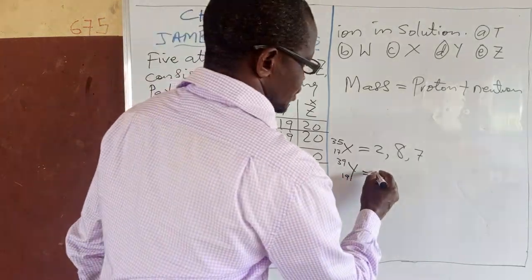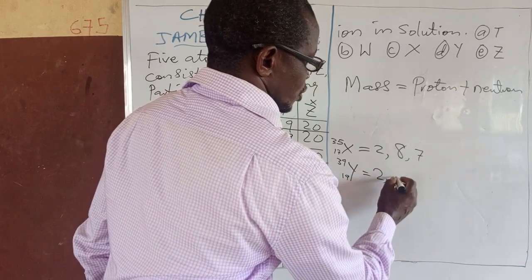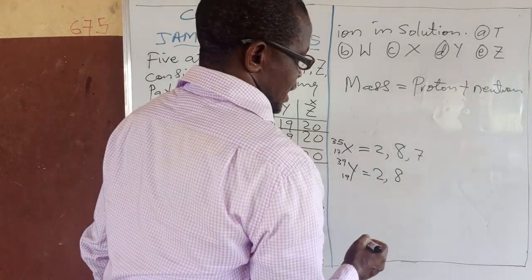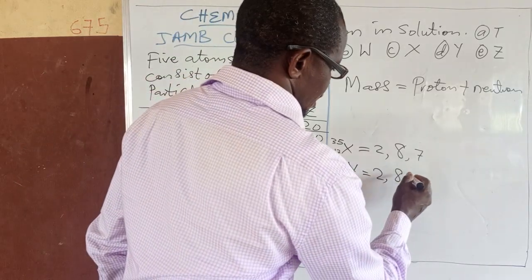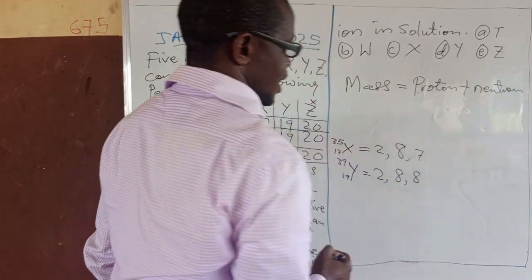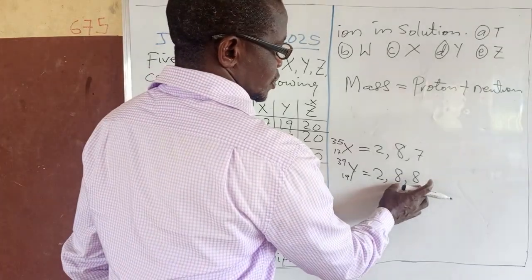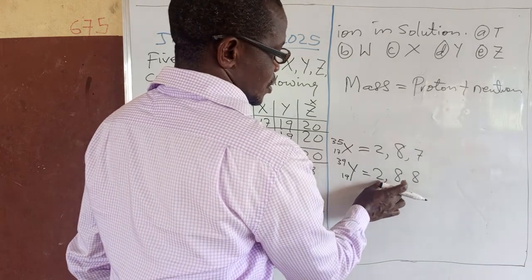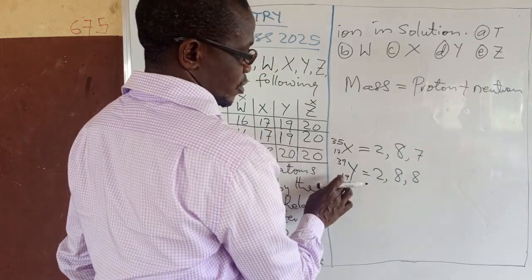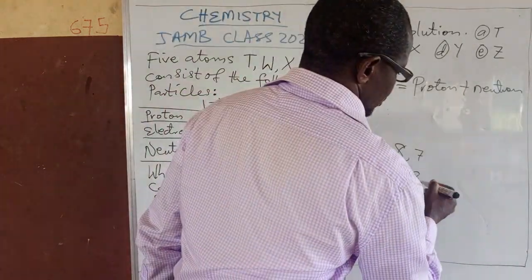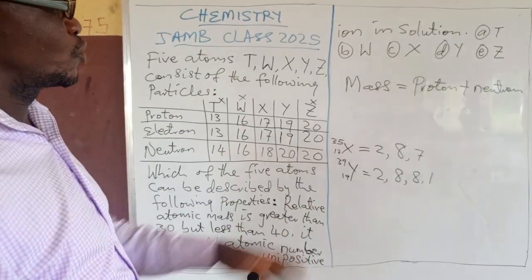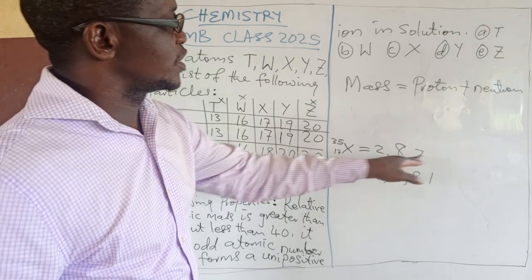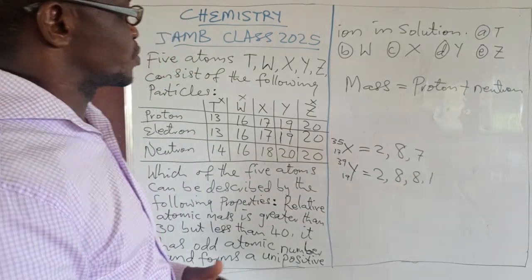19. First shell can carry 2. Second shell can carry 8. How many are left? Third shell can carry 8. That is 16, 18. 18 from 19, 1. Okay. So now, these two elements have these electronic configurations respectively.